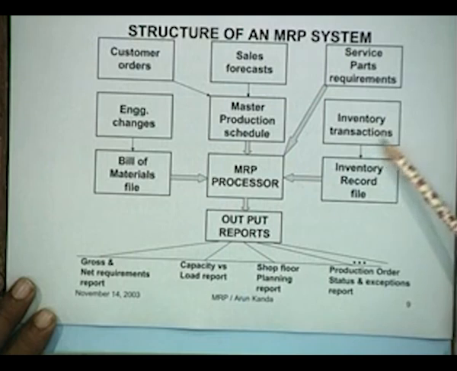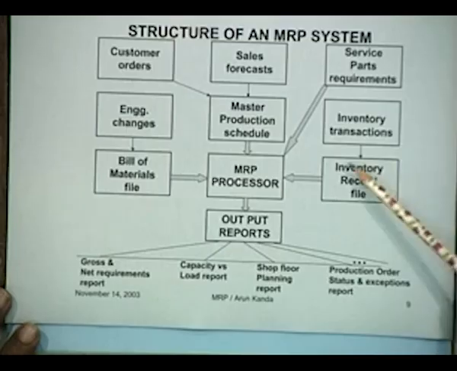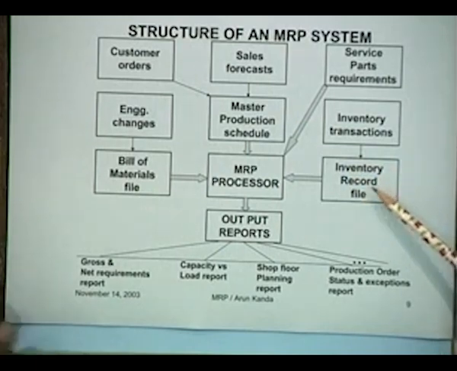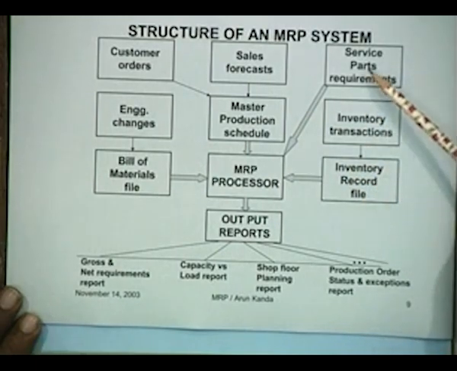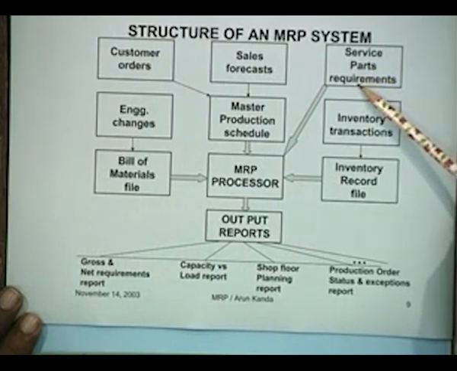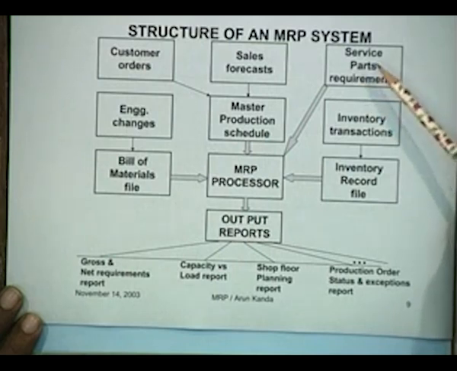These are transactions. Each transaction takes place. A transaction is very much like each entry in your passbook in the account. You withdraw money, you deposit money, right? These are transactions. But on the basis of that, you develop an inventory record file which is like your passbook, something like that. And then of course you have service parts requirements. Now these service parts requirements are the requirements of parts which are in addition to the normal requirements that you have for the product.